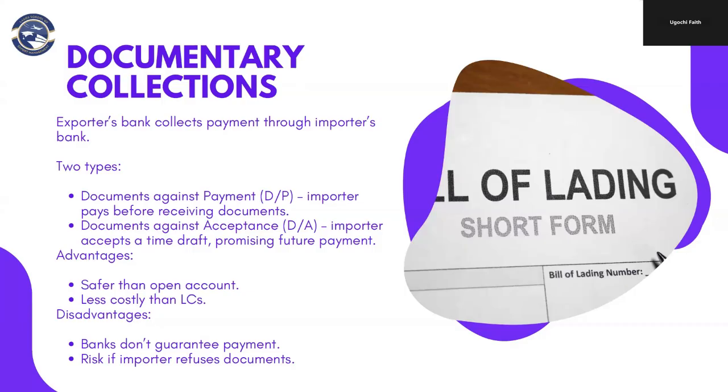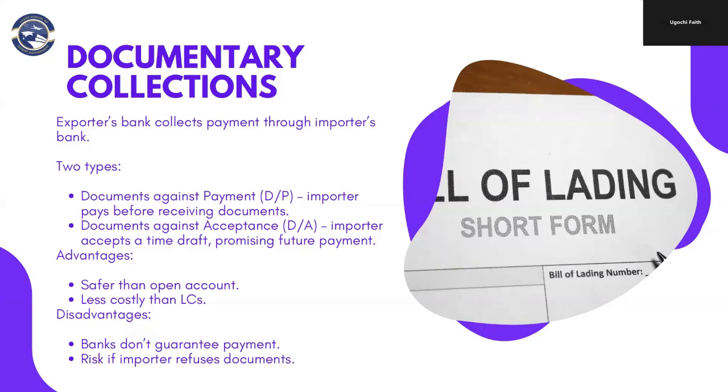Two types. We have document against payment. Importer pays before receiving documents. Okay. And the second one is that we have documents against acceptance. Importer accepts a time draft promising future payment. Now, in Nigeria, most exporters go for document against payment. So most exporters you see doing exports in Nigeria, document against payment is what they use. Okay, it's only on rare occasion they use document against acceptance, but what they do is document against payment.